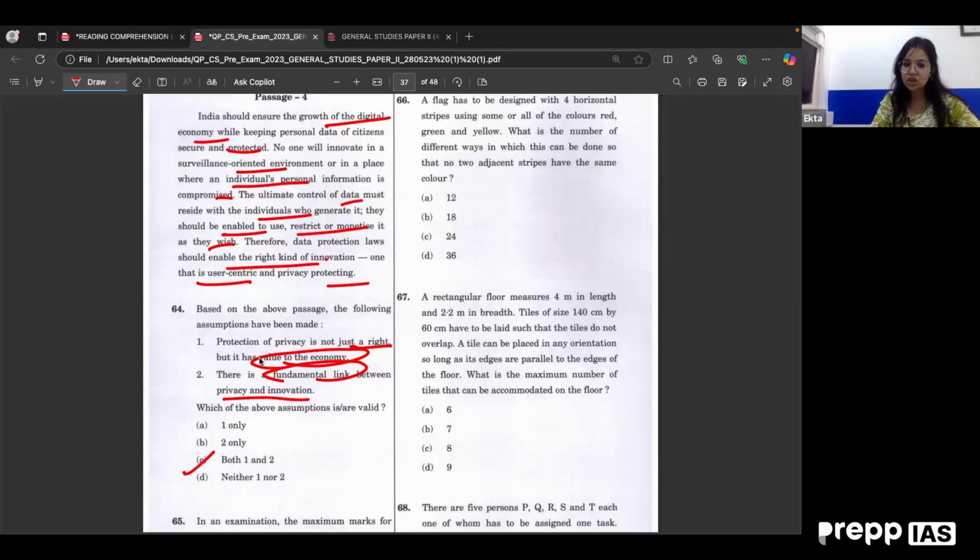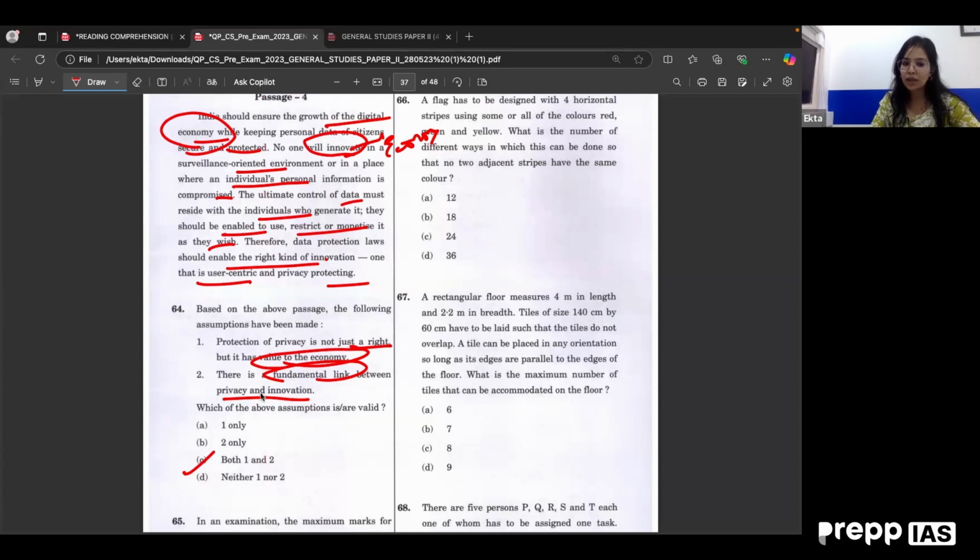Protection of privacy is not just a right, but it has value to the economy. Right? How can we think that the author is assuming value to the economy? Because he is talking about innovation. No one will innovate in a surveillance-oriented environment, right? Where an individual's personal information is compromised. Innovation, we can relate it to economy, right? The digital economy is being discussed. Okay, so that we can assume easily.